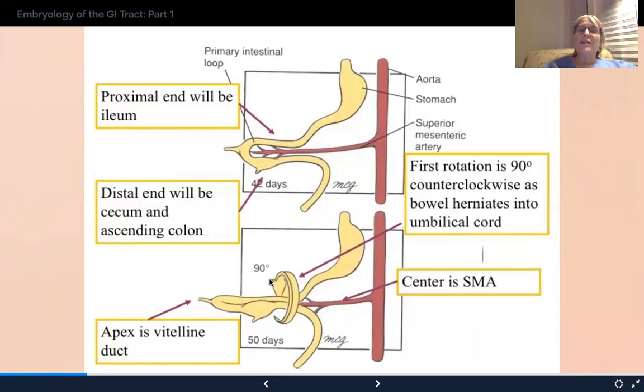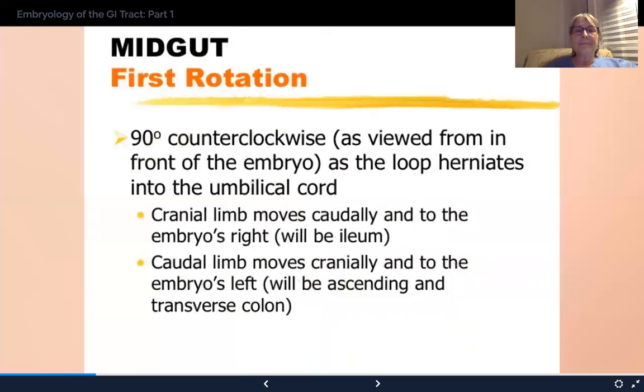And the first rotation is 90 degrees counterclockwise as the bowel herniates into the umbilical cord. Now, all of this counterclockwise, 90 degrees, 180, it's like, what are you talking about? It's very 3D, very difficult sometimes to imagine, but I'm gonna get there in a minute and give you an easy way to do it. So hang tight. So again, 90 degrees counterclockwise, and there's all these words, and I'll get you these slides to make sure that you have these, and you're going to have these in other forms too, I know from Dr. Hill and everyone else.